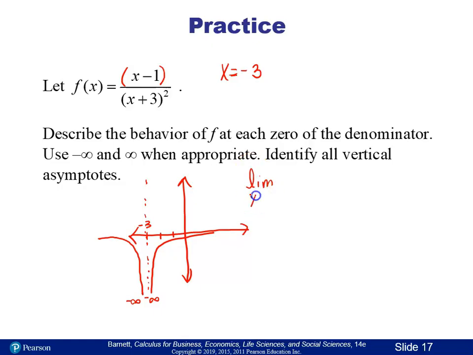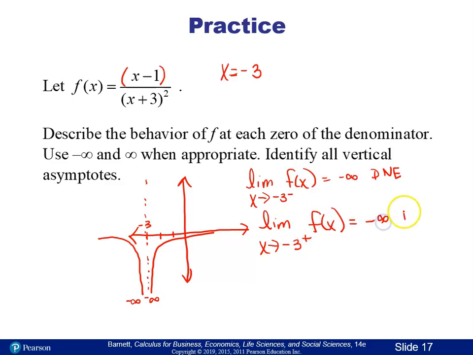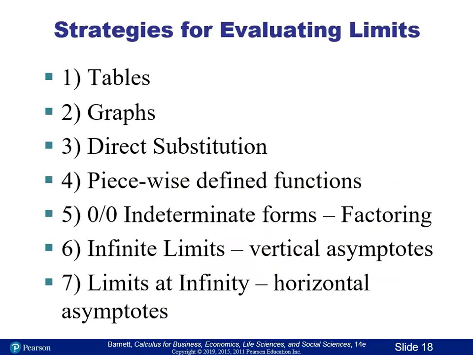So the limit as x goes to -3 from the left would be negative infinity, or does not exist. The limit as we go to -3 from the right would be negative infinity, or does not exist. And then the limit as x goes to -3 overall would be does not exist because it's going to negative infinity. Okay, so that covers the infinite limits around vertical asymptotes, which is important.